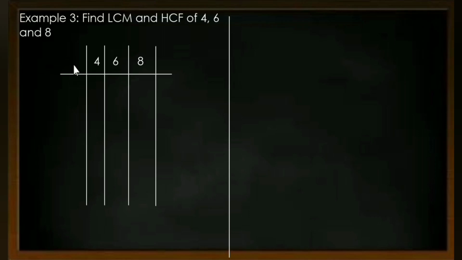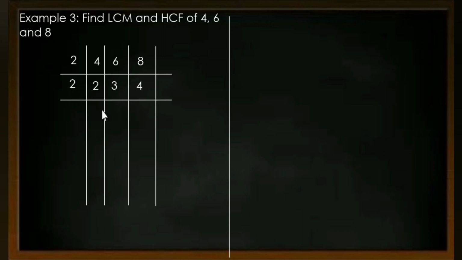So we'll write 2 here, and when 2 divides 4, we'll have a 2. When 2 divides 6, we'll have 3. When 2 divides 8, we'll have 4. Okay, moving to the next row. We'll ask ourselves, what can divide without remainder? Obviously, 2 can divide 2 without remainder, hence the reason why we have 2 here.